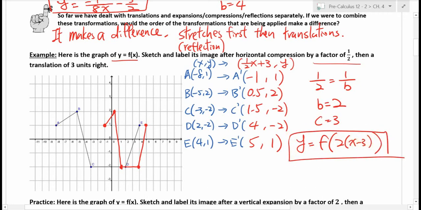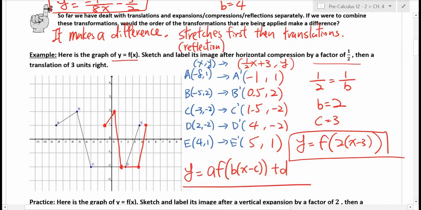Okay? That will be the equation. Because if you haven't seen, I can't remember if I wrote this in the previous lesson, but this is the full version of it. Y equals a times f of b bracket x minus c plus d.